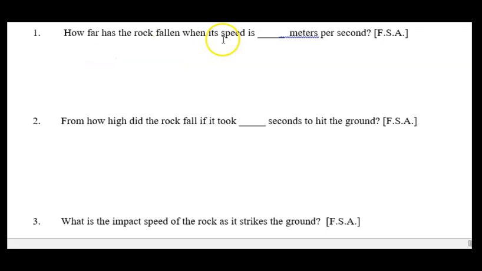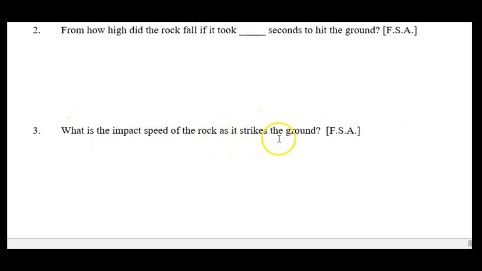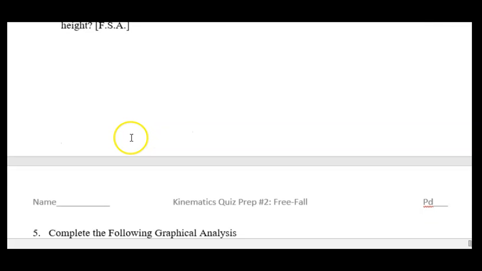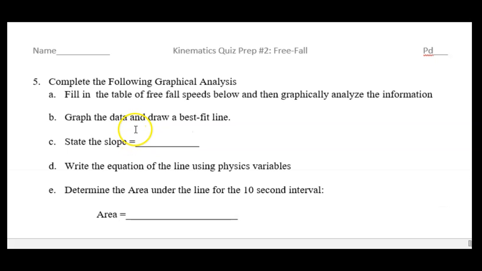How far has the rock fallen when its speed is so many meters per second? From how high did the rock fall if it took blank seconds to hit the ground? What is the impact speed of the rock as it strikes the ground? What would be the time to strike the ground if the rock has fallen from half its original height? And then complete the following graphical analysis. Fill in the table of free fall speeds, graphically analyze the information, graph the data, draw a best fit line, state the slope, write the equation of the line, and determine the area under the line for a 10-second interval.